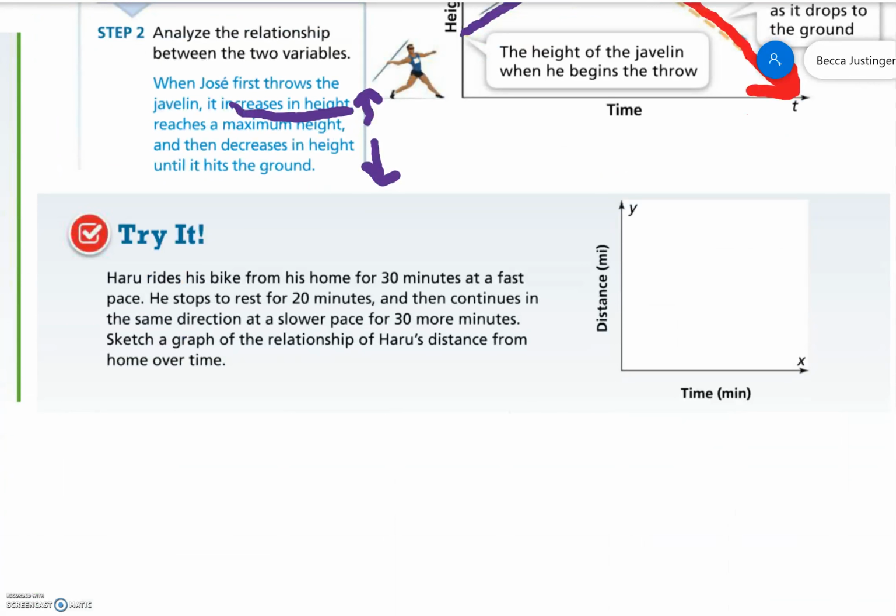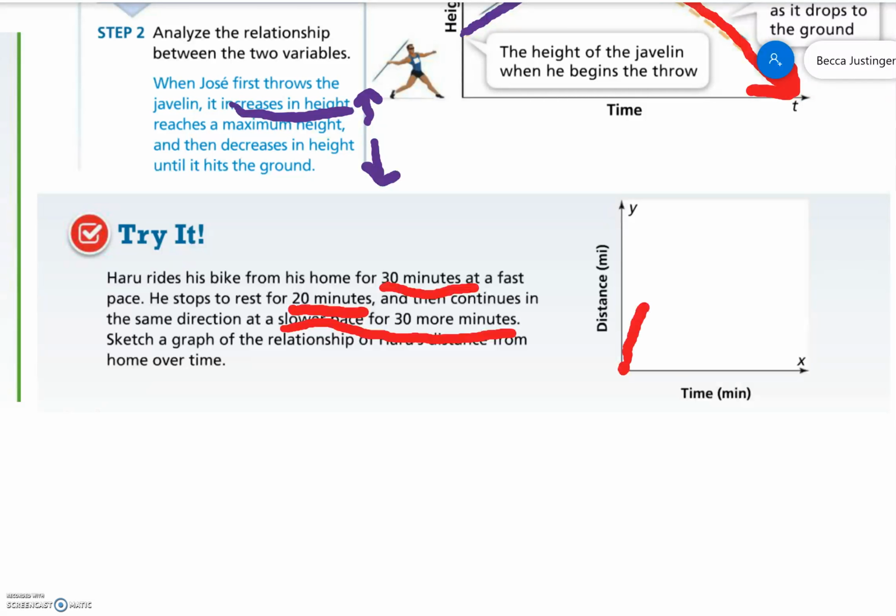So let's try it. Haru rides his bike from his home for 30 minutes at a fast pace. He stops to rest for 20 minutes and then continues in the same direction at a slower pace for 30 more minutes. Sketch a graph of the relationship of his distance from home over time. So time is 0. That means he hasn't gone any distance. He's going to ride his bike at a fast pace. If it's a fast pace, should it be a steep hill or not so steep? It's going to be steep.